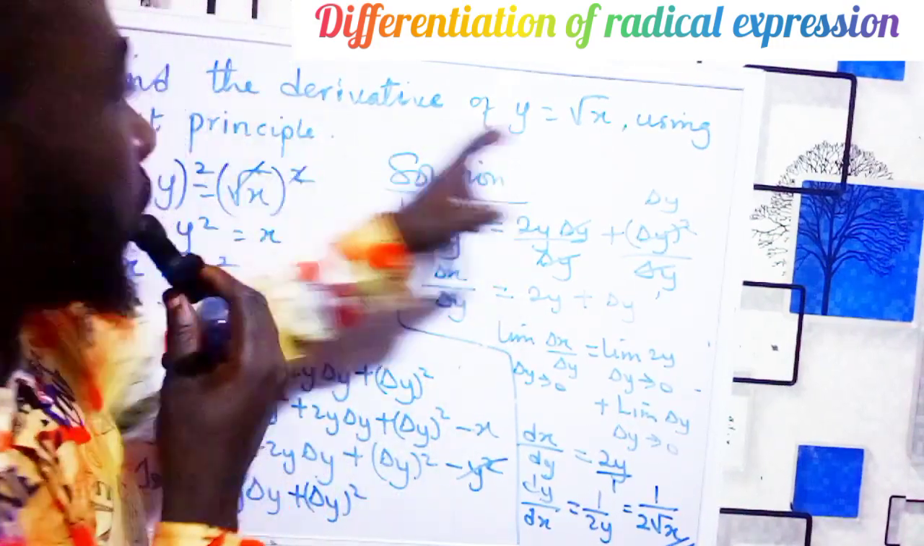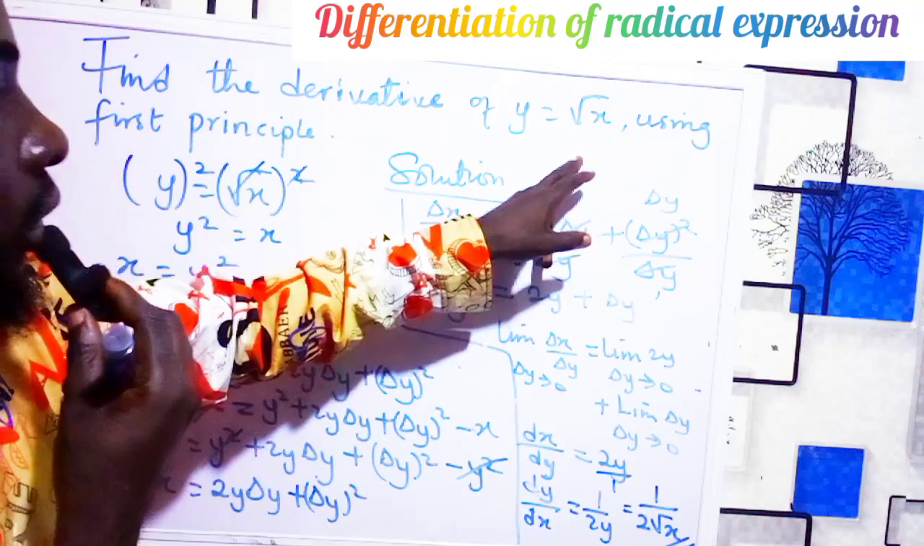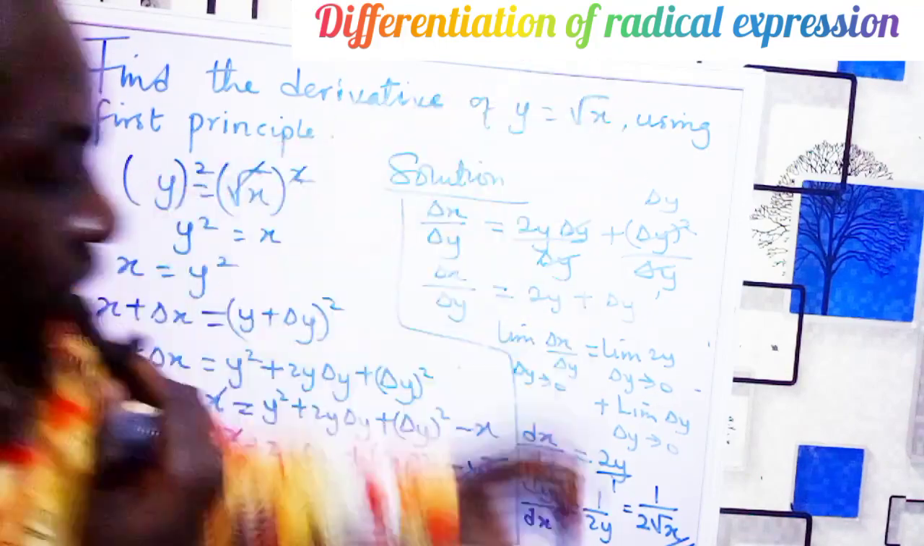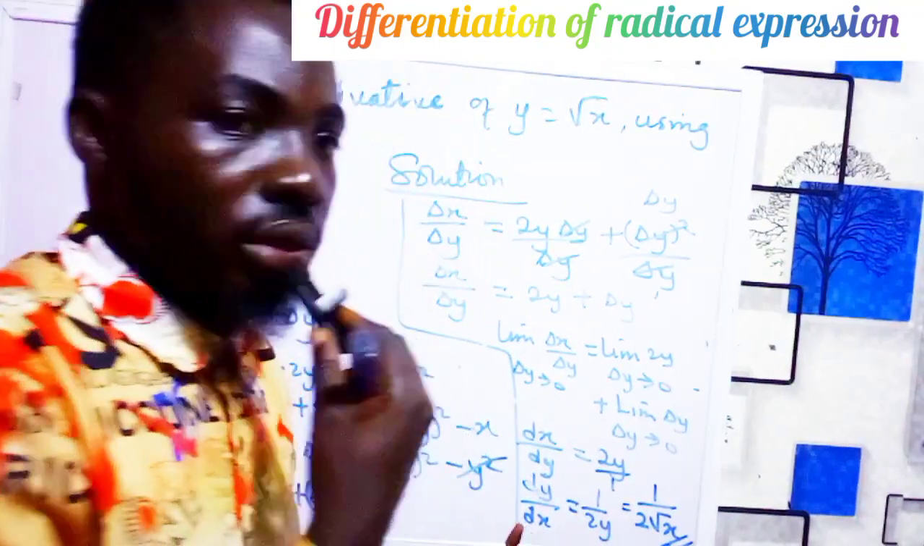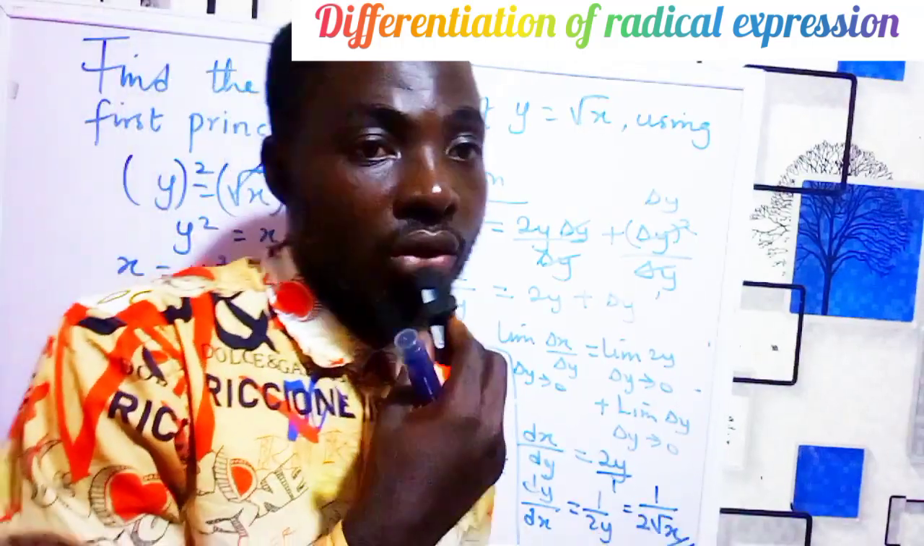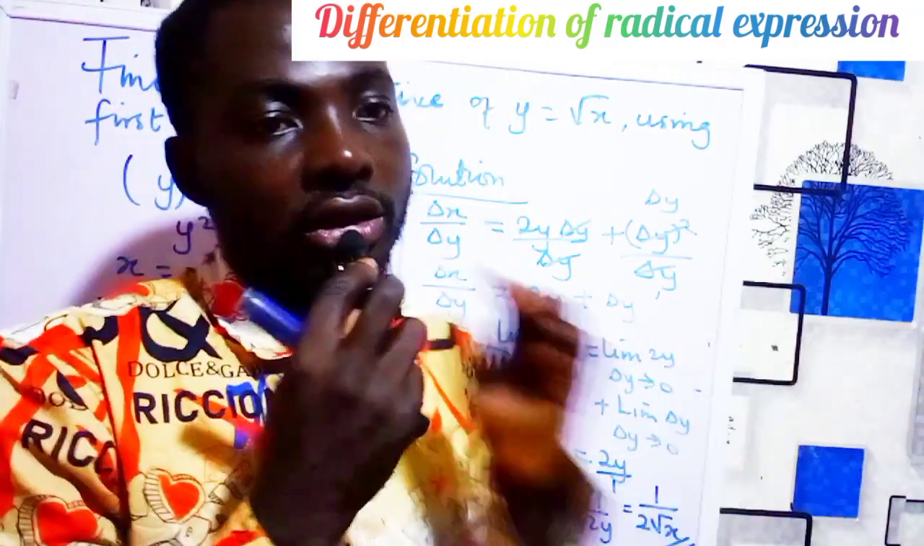So the derivative of y equals root x will give us dy over dx equals 1 over 2 root x.